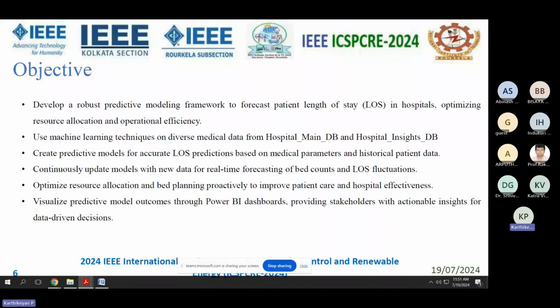Once all the data processing is done, we visualize it in a Power BI dashboard, which makes it easy to understand how many patients are staying on a particular day or month, and how many male and female patients are staying in the hospital. So this is the visualization we are showing.